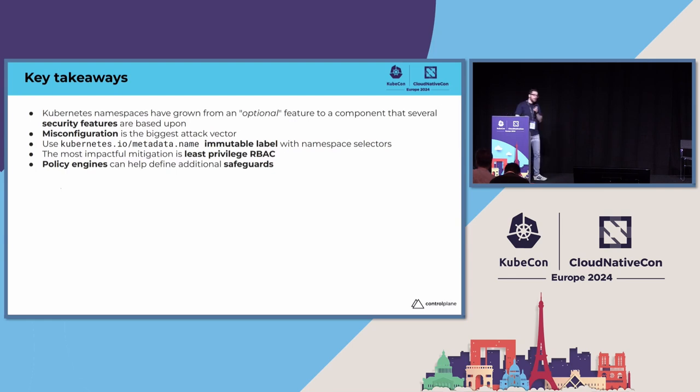If you then need to implement additional safeguards, and this might be more relevant, for example, for multi-tenancy scenarios, you can leverage policy engines, which, although complex, can help you define these additional safeguards, which you can't implement with RBAC alone.